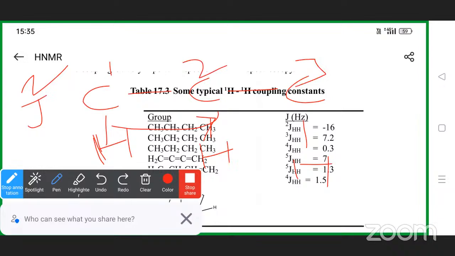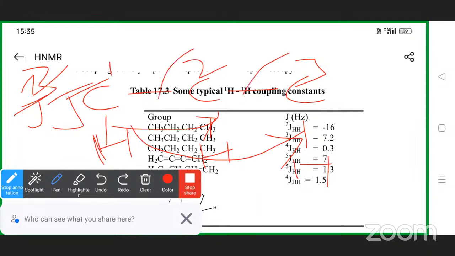So J2. For example, if this C1 proton is coupled with this C3 proton, then we call it J3. We indicate it with J3. So intervening bonds, here is 1, 2, 3. There are three intervening bonds, so like that it is J3.